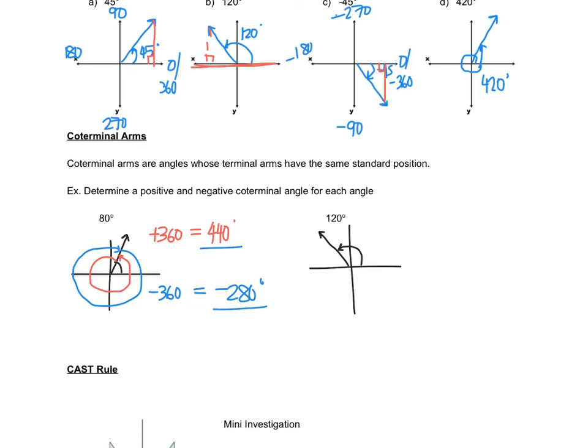If I want a positive coterminal angle, I will add a full rotation. So I will add 360. I could add 360 once, twice, 3 times, however many times I want. So one option will be 480 degrees. If I want a negative one, from this terminal arm, I'm going to subtract a rotation. So I'm going to subtract 360, and I get negative 240 degrees. And those are coterminal angles.